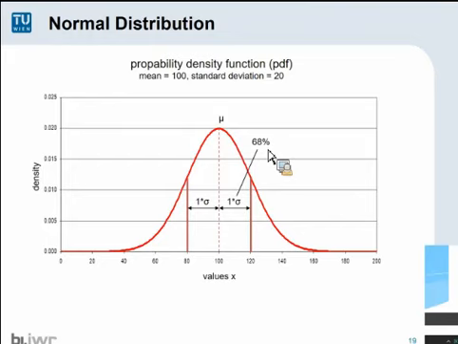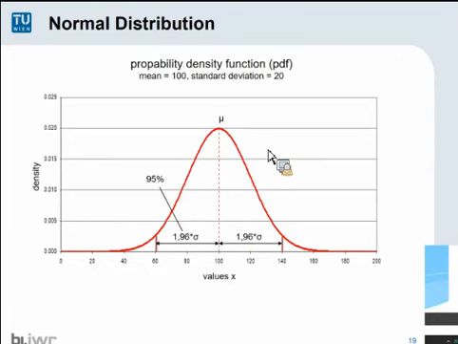If you enlarge this region to approximately 2 times the standard deviation, you already cover 95% of the normal distribution. Just keep this in mind, please. We need it later.